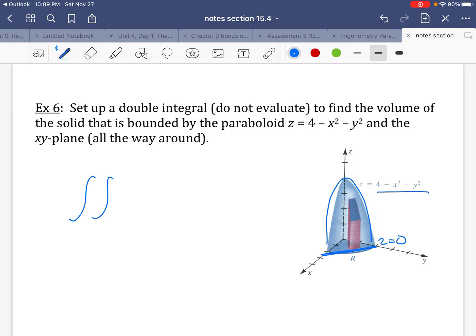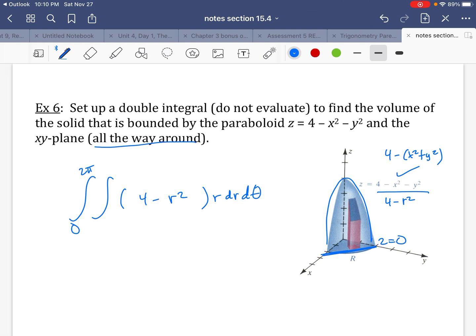And so all I have to do is change this equation right here. Change that equation right there to 4 minus r squared, because x squared plus y squared equals r squared. So this is really 4 minus (x squared plus y squared). All right, so 4 minus r squared times r, and then we got dr d theta. All the way around means we're going 0 to 2 pi.